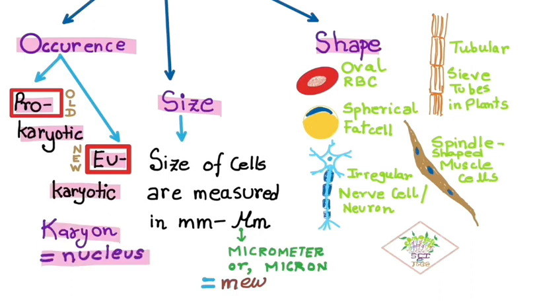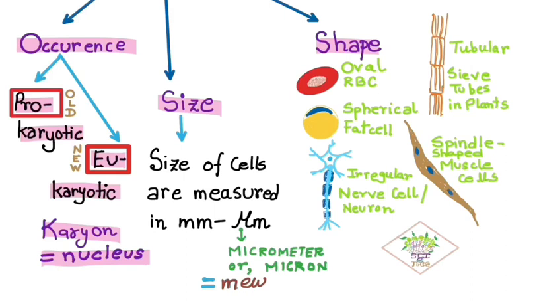The word karyon means nucleus. In prokaryotic cell, the word pro means primitive or old. So a cell with an old nucleus is called a prokaryotic cell. Example is bacteria. In eukaryotic cell, the word eu means new or modern. So a cell with a modern nucleus is called a eukaryotic cell. Example, animal cells, plant cells and fungal cells.